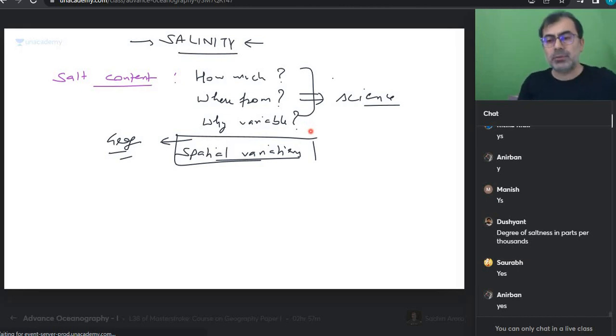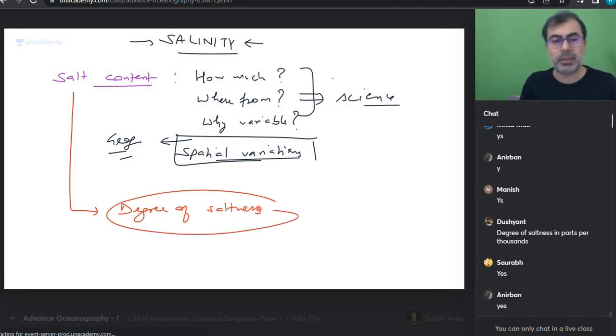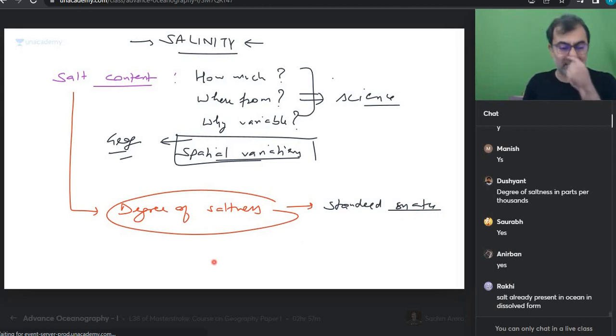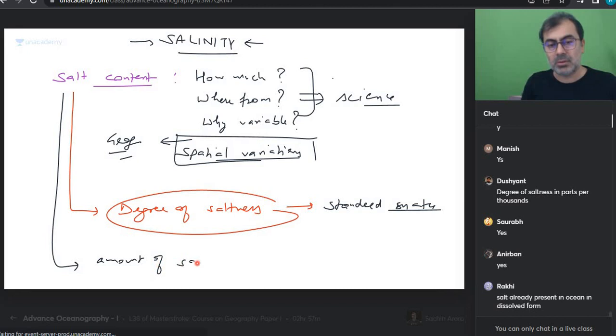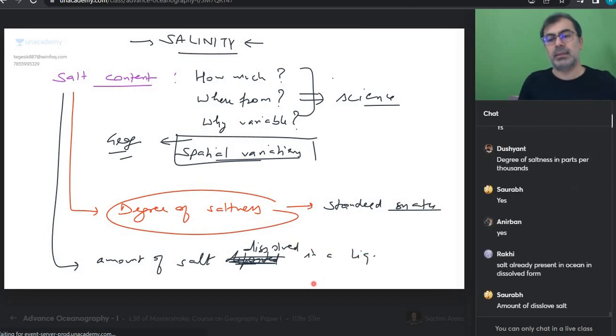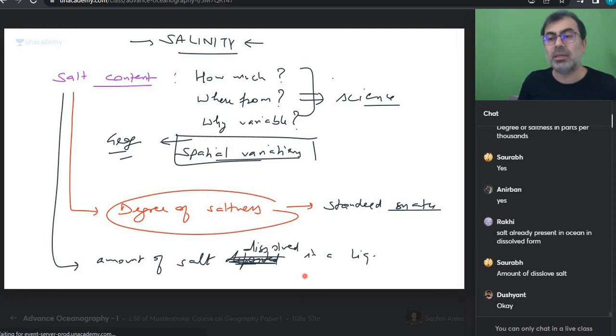Kankan is saying degree of saltness in parts per thousand. So Kankan, this is wrong English. There is no such thing as degree of saltness. That is why I always insist on students reading standard books or standard material, so that you do not end up writing something like that. So can I say salinity refers to the amount of salt dissolved in a liquid? The definition of degree of hotness and coldness is okay for temperature, but degree of saltness is not an idea. Amount of salt dissolved is what we are looking at.